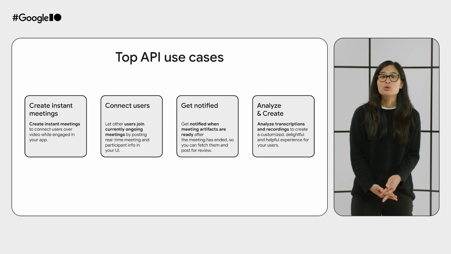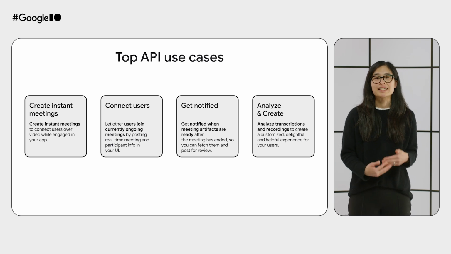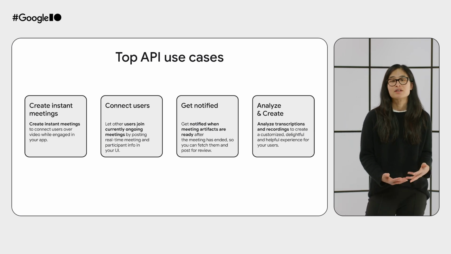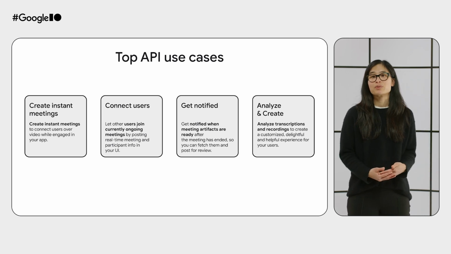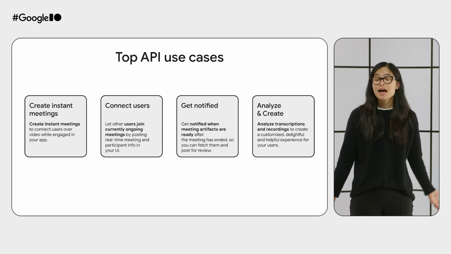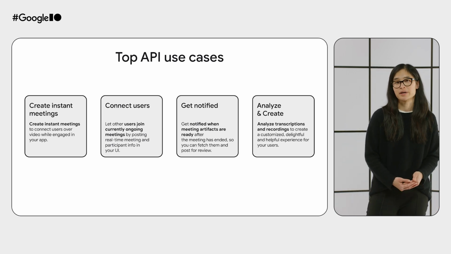We've been working with a set of early partners for some time on these APIs, and I want to share with you some of the top use cases that have emerged from their feedback. I hope these will get your creative juices flowing and have you deriving your own user journeys that can be powered by our Meet APIs. For example, you can create instant meetings that help connect your users while they are in your app. Or you can post real-time meeting information so that others within a domain may know that a meeting is happening and can join in with the click of a button.